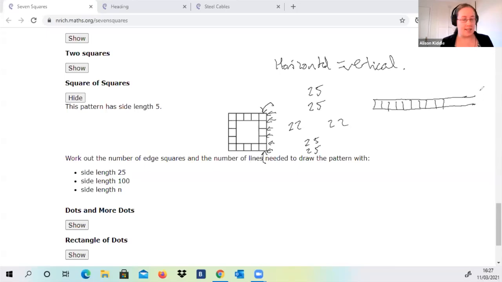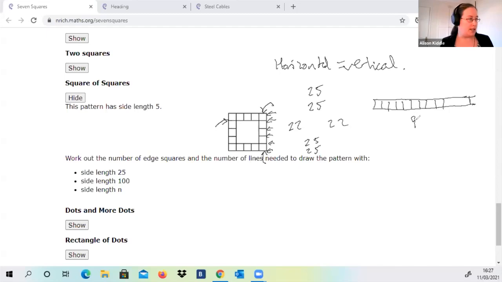And I know that when I get to the end of that line, this bit here where it joins on, I will have already counted it. So I'm going to end up with a line of squares with an opening at the end. Now I already know how many squares there'll be, because that was the bit that we worked out before. So I think for 25, my rule was 4 times 25 take away 4. So that would be 96 squares altogether.